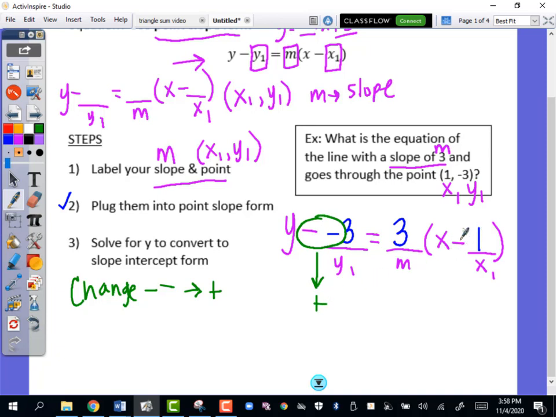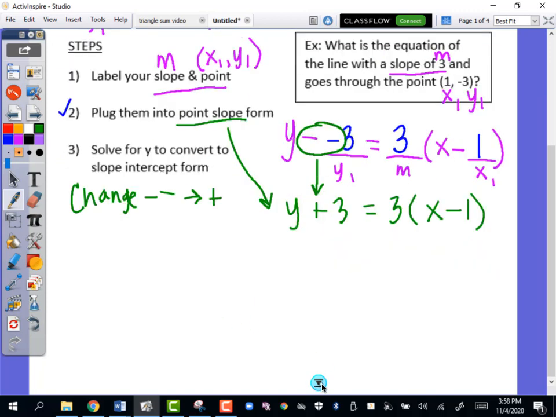Do I need to change the one over here? No, because that's just minus. So now this is y plus 3 equals 3 parentheses x minus 1. If it just asks me for point-slope, this is it. This is point-slope. But if I want to turn it back to slope-intercept form, that means I have to solve for y.